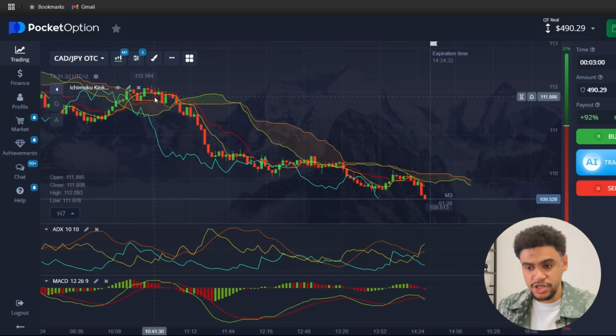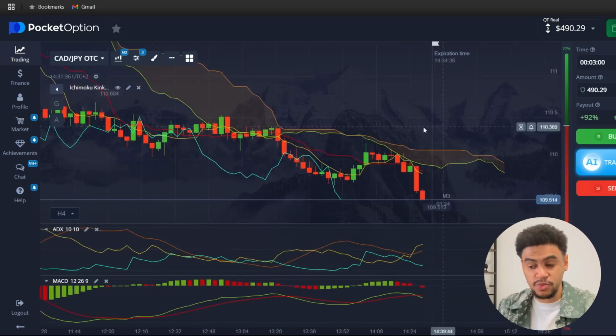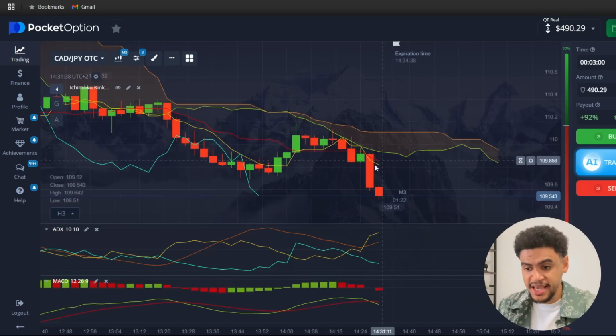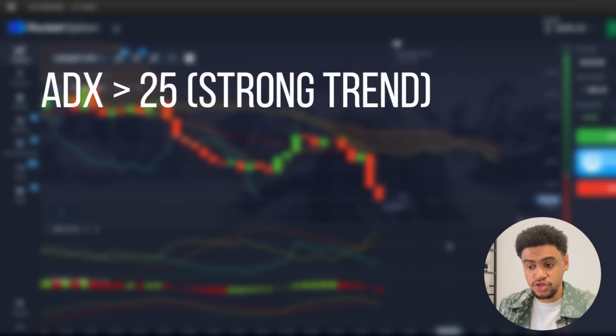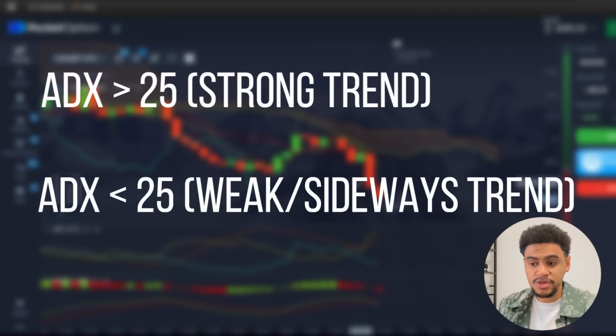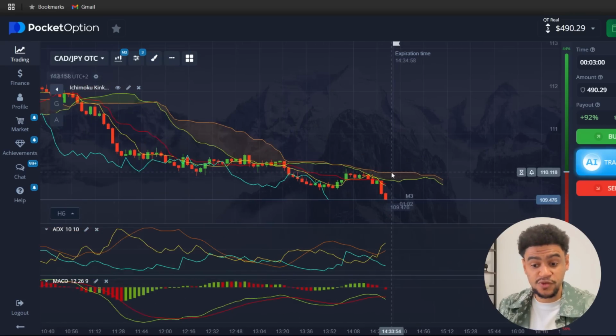and you can see that with Ichimoku as well. The cloud is above the price action, that means we are in a downtrend. And then you can see the strength and how to understand if the trend is strong. If this line, ADX, the red line, the orange line, is above 25, that means the trend is strong. If it's below, that means the trend is kind of weak or the market is consolidated. So these are the settings for ADX.